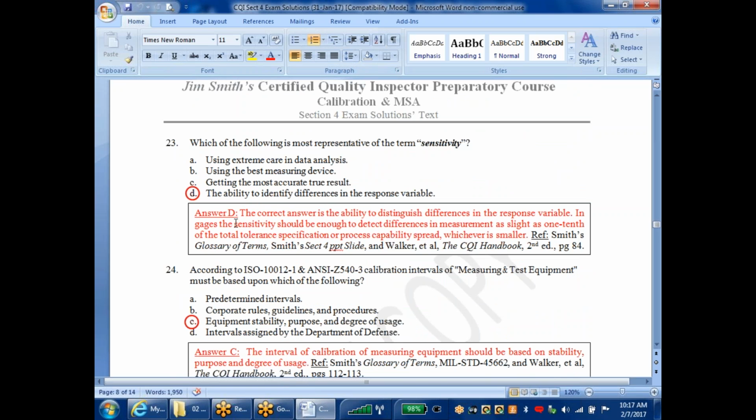23, which of the following is most representative? Again, most representative means there could be more than one seemingly correct answer, but we're looking for something representative of sensitivity. So really we're looking for a definition. And when we're dealing with sensitivity, like we had show up on a couple of earlier answer choices, it's the ability to identify small differences in the response variable, some words to that effect.